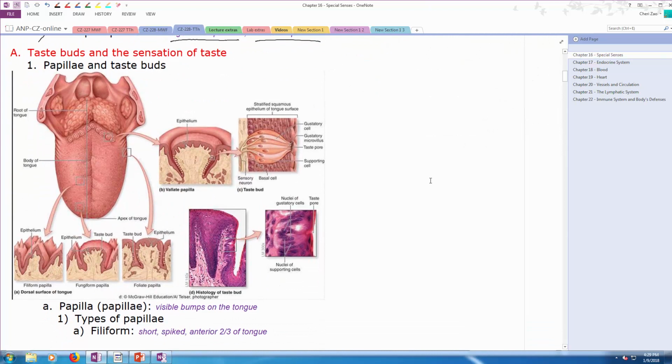Now let's talk about taste buds and taste, which is gustation. What's on the surface of your body? What kind of stuff is this stuff here on the surface of your body? Skin. And histologically, what do we call this stuff? Stratified squamous epithelium. It is cutaneous membrane, stratified squamous epithelium, keratinized, sitting on top of dermis, which is CT, right? It's connective tissue.